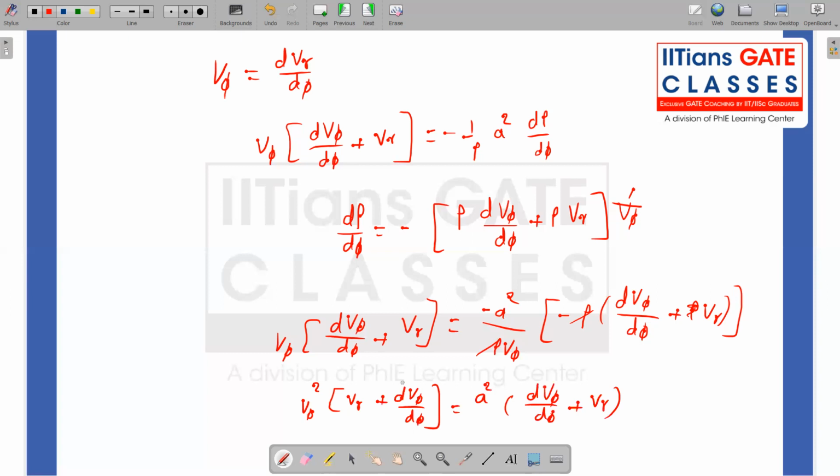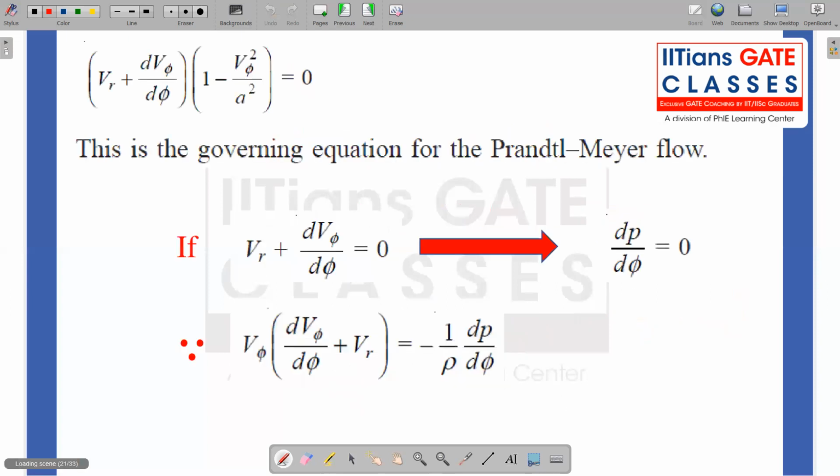Okay, so I have a similar term, but I am not going to cancel this now because we have to see a very important result before cancelling out, right? So if I take common, I get vr plus dv phi by d phi times v phi square minus a square, or a square minus v phi square, depending on whether you are taking LHS to RHS or RHS to LHS, it doesn't matter. But the thing is we get a term like v phi square minus a square equal to 0.